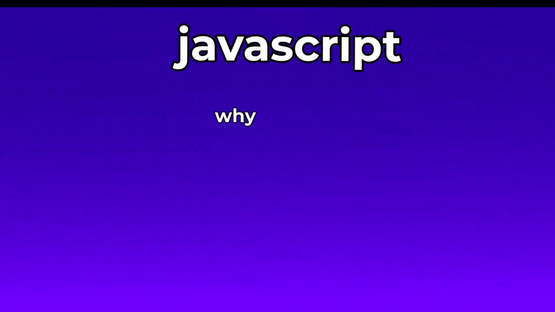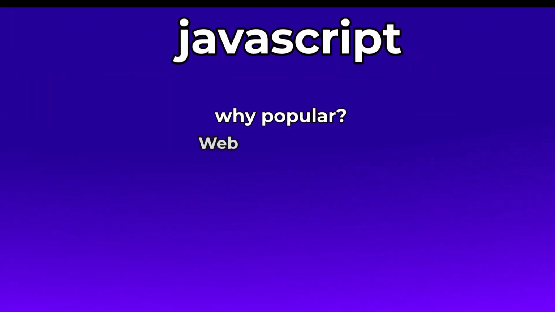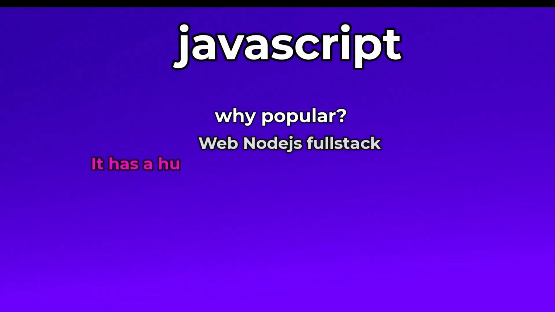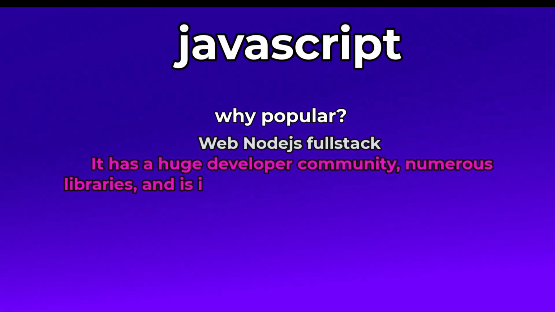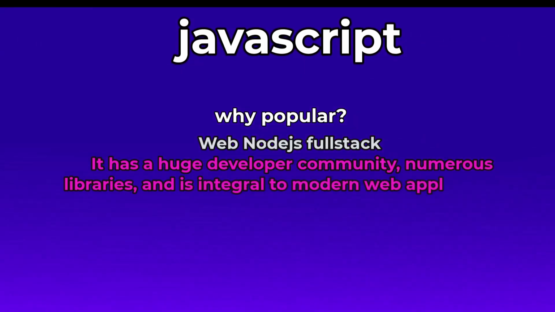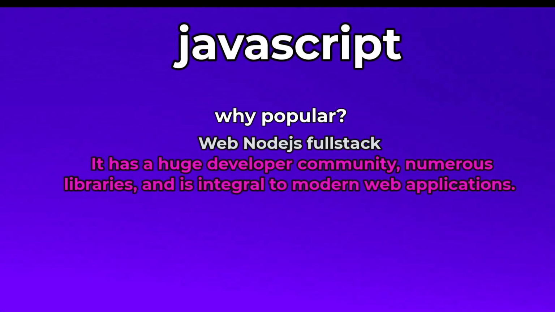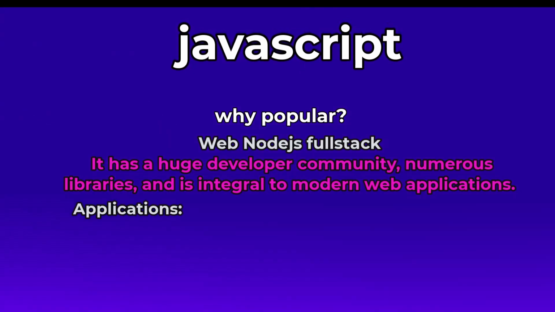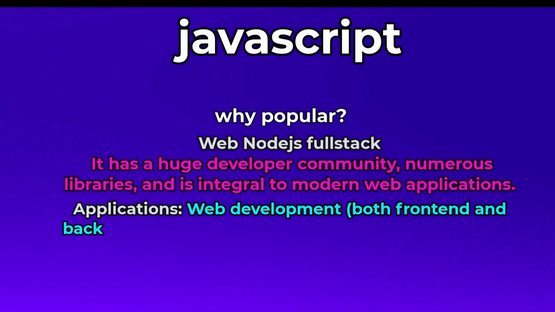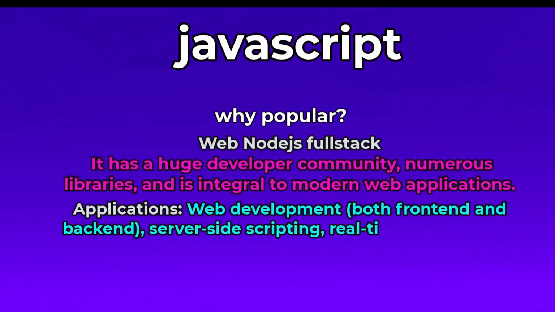JavaScript. Why popular? JavaScript is the language of the web, and with frameworks like Node.js, you can use it on both the client and server side, making full-stack development seamless. It has a huge developer community, numerous libraries, and is integral to modern web applications. Applications: web development, both front-end and back-end, server-side scripting, real-time applications.